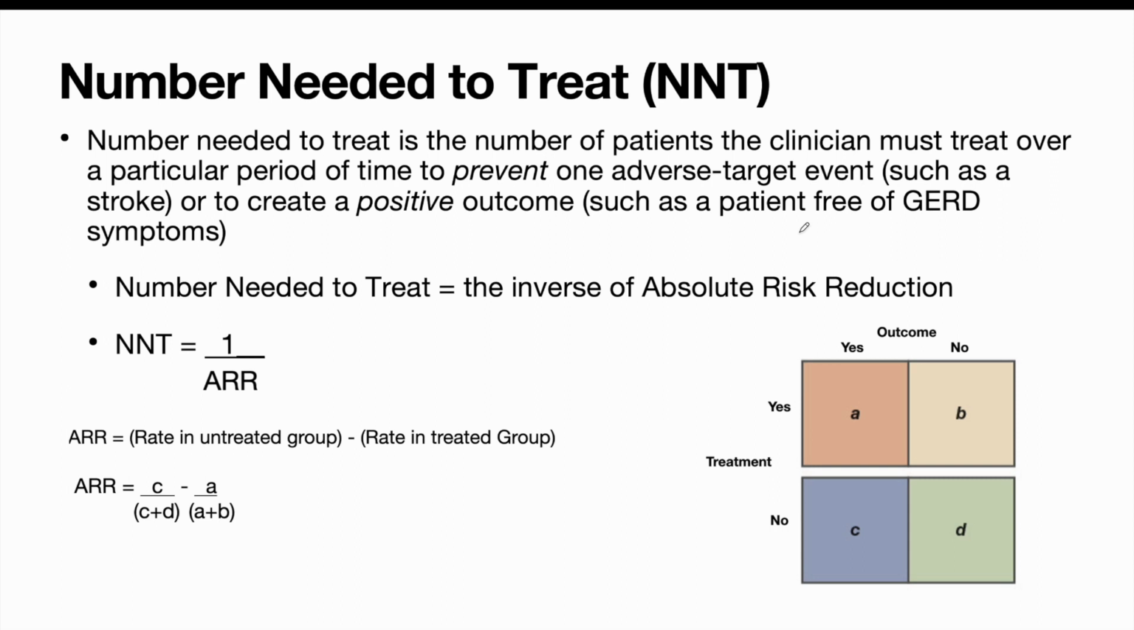And remember, we talked about absolute risk reduction before. So absolute risk reduction is just the rate in the untreated group subtracting the rate in the treated group. Okay? So absolute risk reduction is C over C plus D minus A over A plus B. We take that number, we put it under 1, and we get our number needed to treat. And remember, number needed to harm is negative 1 over the absolute risk reduction.